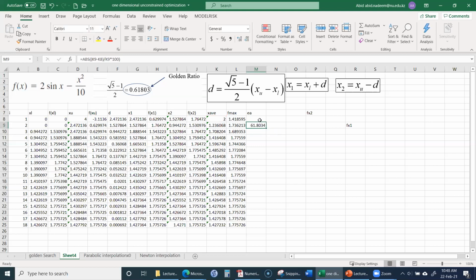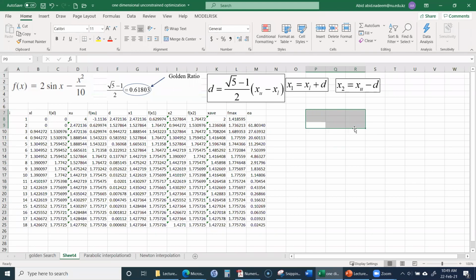So we start from an absolute error of 61, and the absolute error is now 0.02. So it's quite low. Here you can see that our approximate answers after 18 iterations are 1.4272 and 1.775. We can verify these answers as well.